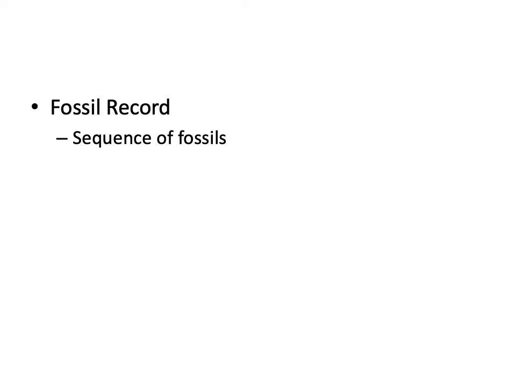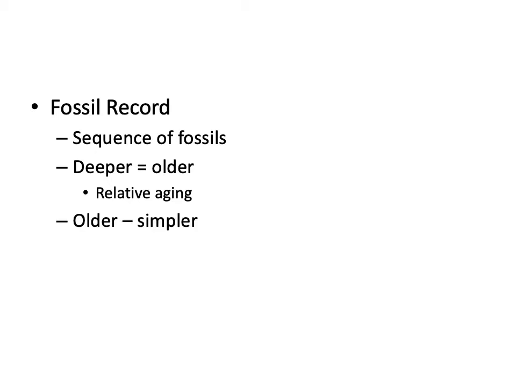And from the fossil record, we can get a sequence of events that happened on Earth through time. Deeper fossils are generally older. This is referred to as relative aging. The deeper it is buried in the rock, the older it is. Older fossils are simpler. And we'll get an example of that later when we talk about the history of life on Earth.